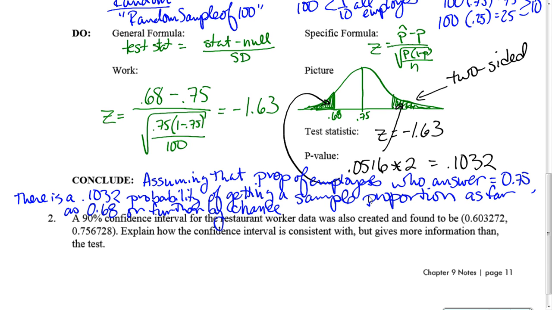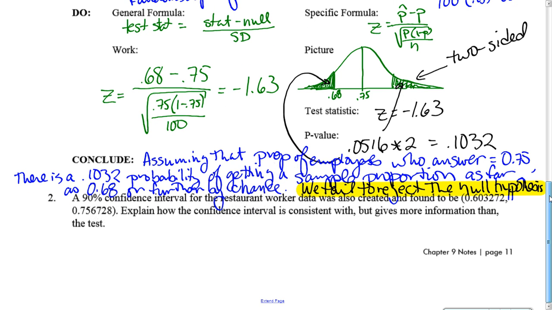Here's the key right here. We fail to reject the null hypothesis. When I was at a workshop, they said if you don't write that down, you may run the risk of not getting a 4 on a problem. Do we reject the null hypothesis, or do we fail to reject the null hypothesis? Those are the two big things there. Okay?